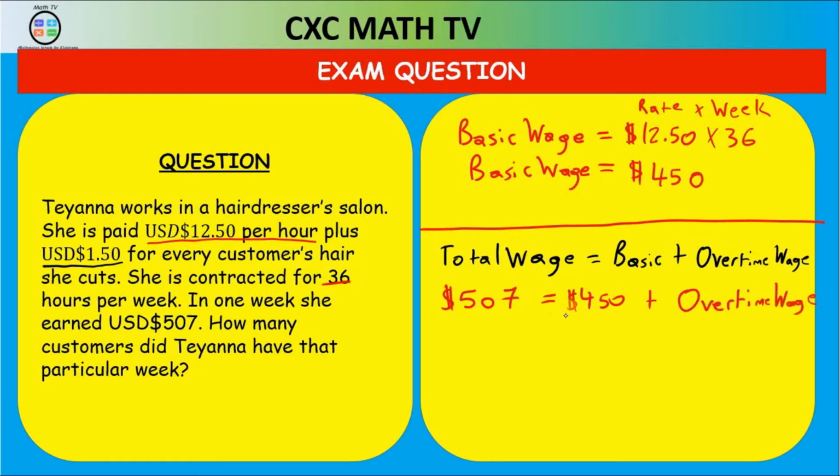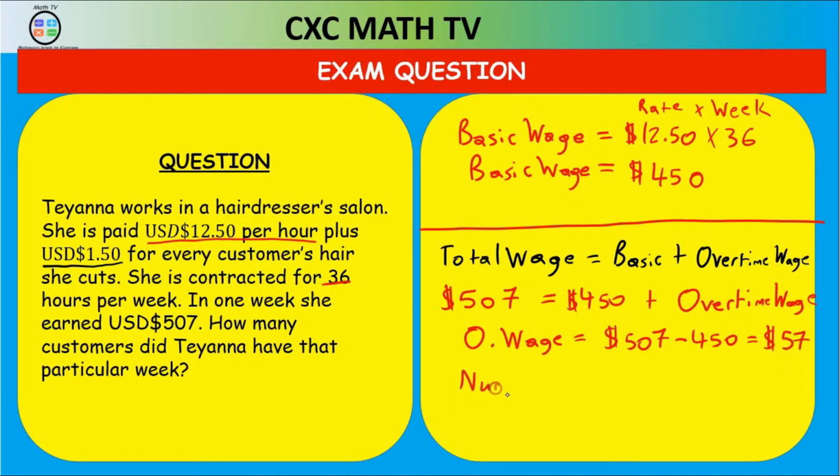All right. So, of course, we transpose it to get that her overtime wage, or her extra wage that she makes from cutting each person's hair, is 507 minus 450. And we work that out. That gives us $57. So the extra money that she makes is $57. Notice that she's being paid $1.50 for every customer's hair she cuts. So every customer whose hair she cuts, she gets $1.50.